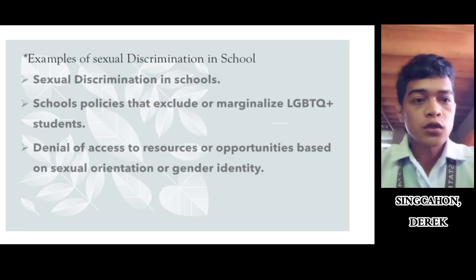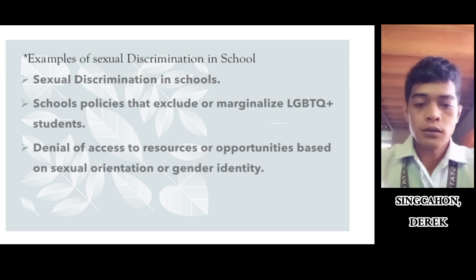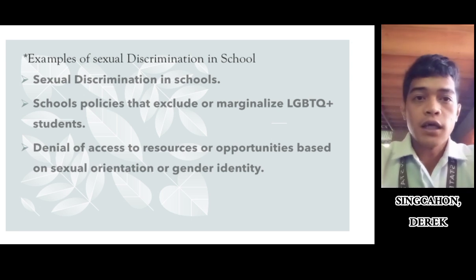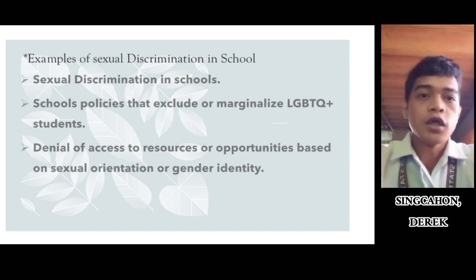So, sexual discrimination in school includes school policies that exclude or marginalize LGBTQ students, and denial of access to resources or opportunities based on sexual orientation or gender identity. Now here is an example. Refusal to recognize a student's gender identity. A transgender student is denied the right to use their preferred name and pronouns, or is forced to use a bathroom that corresponds to their sex assigned at birth rather than their gender identity.